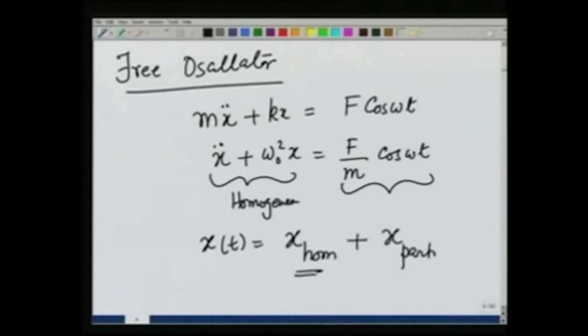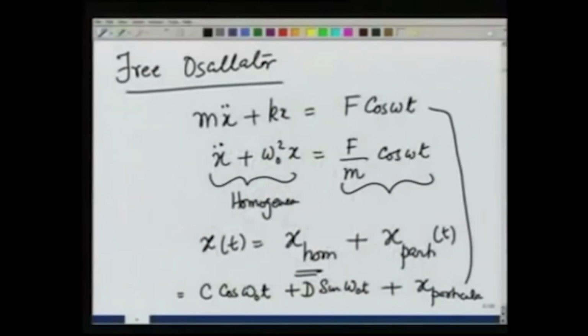I need the homogeneous part to satisfy the initial conditions, because it is only the homogeneous solution that has freely fixable coefficients. So, this I can write as c cosine of omega 0 t plus d sine of omega 0 t plus x particular. The particular part of the solution depends on the driving term, and we want to find that. You see, this homogeneous part has two constants c and d, which will depend on the initial conditions.